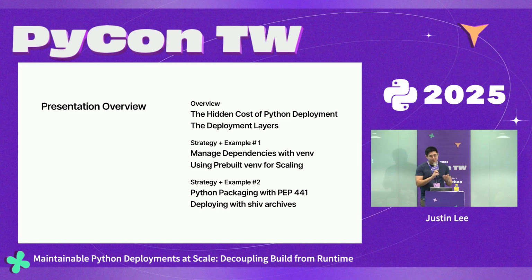And after I explain the problem and the proposed solution, I'll cover 2 types of strategies and examples of how they can be used to scale Python deployments. The first one will be using cached Python virtual environments. And the second one will be deploying packaged Python applications that follow the PEP 441 standard.